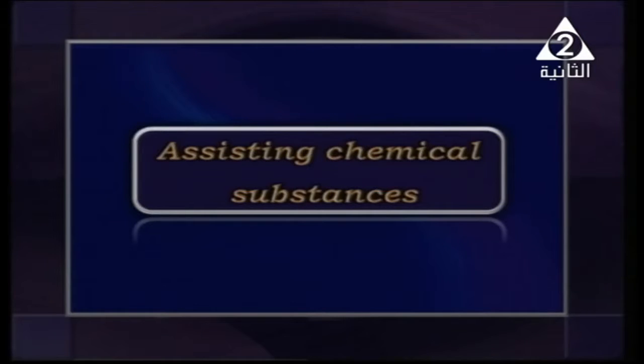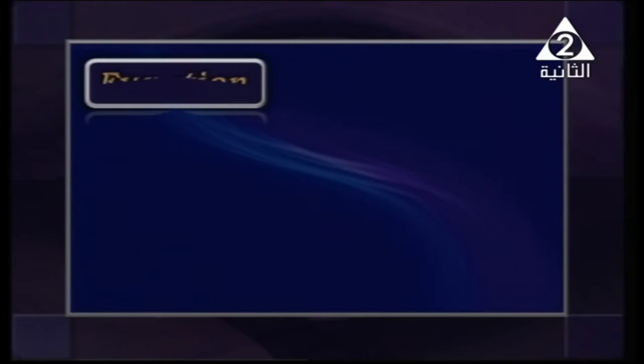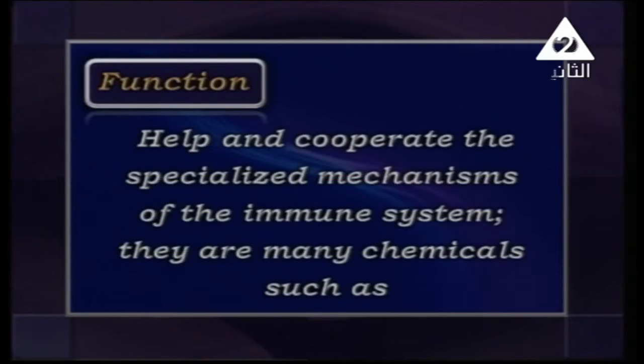Assisting chemical substances. After that, fifthly, we're going to talk about some chemical substances inside our body. They have an important role, as a kind of activating, also working parallel to the immune system. They are chemical substances secreted inside our body. Their function is that they help and cooperate with the specialized mechanism of the immune system.